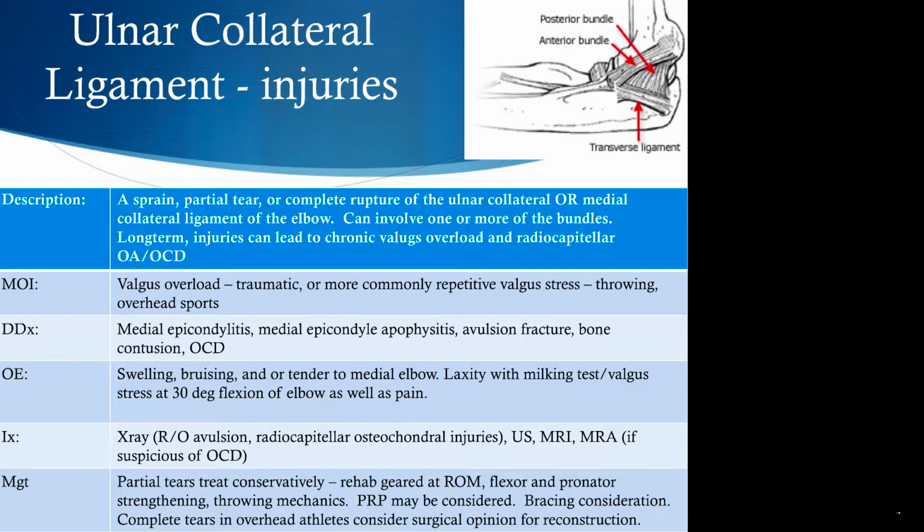Management: these partial tears are typically treated conservatively, and the rehab is geared at range of motion, flexor and pronator strengthening, as well as throwing mechanics, even looking at both the shoulder and neck as well. PRP may be considered for partial tears, and bracing for the initial phase of rehab as well. With respect to complete tears in overhead athletes wishing to return to pitching or throwing, reconstruction or Tommy John surgery would be ideal.